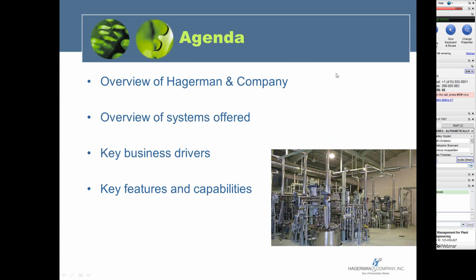And just a quick look at our agenda. I'm going to give a very quick overview of Hagerman Company. I think most of the people that have joined us today have at least some background in Hagerman Company. We're going to give an overview of the systems offered, and then we're going to talk about some of the key business drivers and needed features and capabilities in regard to complex data management for plant engineering. And then we're going to be looking at how some of the systems that we offer address those specific needs.